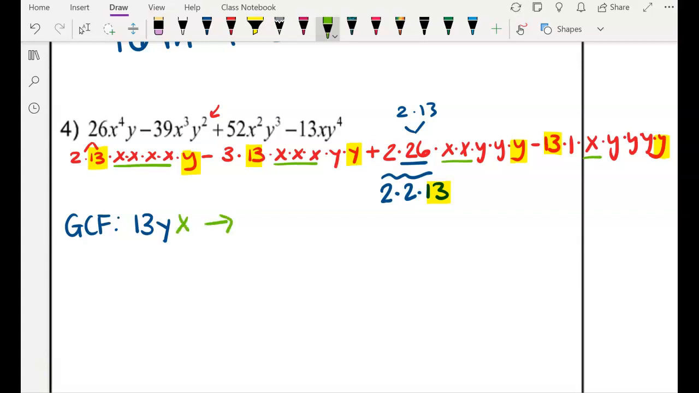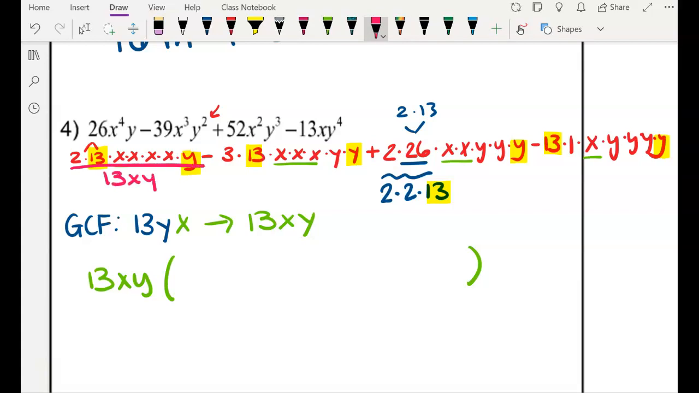So when we write the GCF, we normally write it in alphabetical order with the number at the very front. So we will take 13xy out, meaning whatever's left over is going to be put in this bracket. So divide each and every term by 13xy.